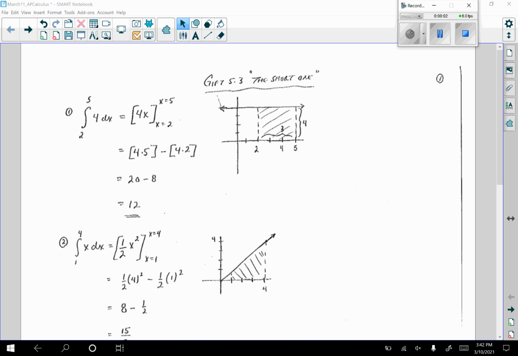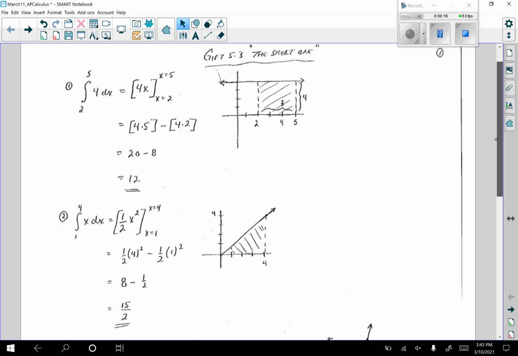Hello everyone, here are the answers to the gift 5-3, the short one, the half sheet. I'm going to just slowly scroll through, and you'll notice that a sketch of each graph is included. It helps to give a nice visual and a reminder of two different ways that we can calculate these sometimes, especially when the graph given or that we create here gives us a nice geometric figure.